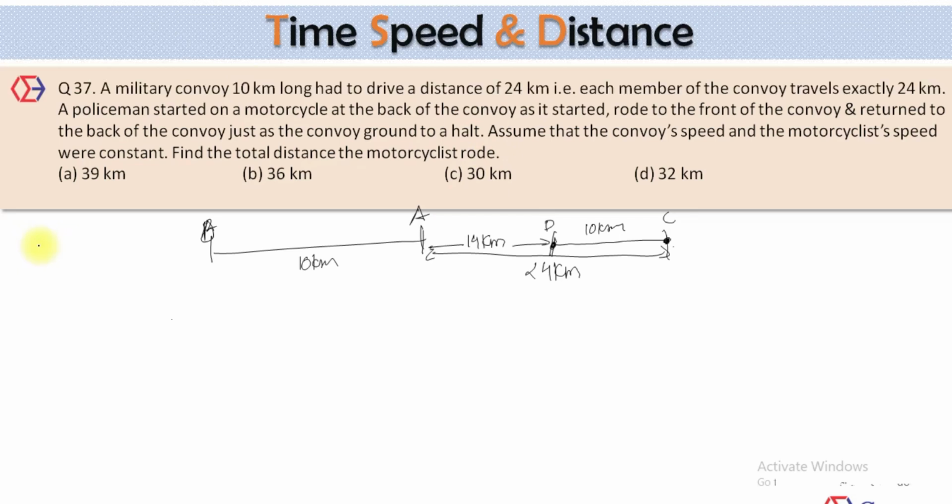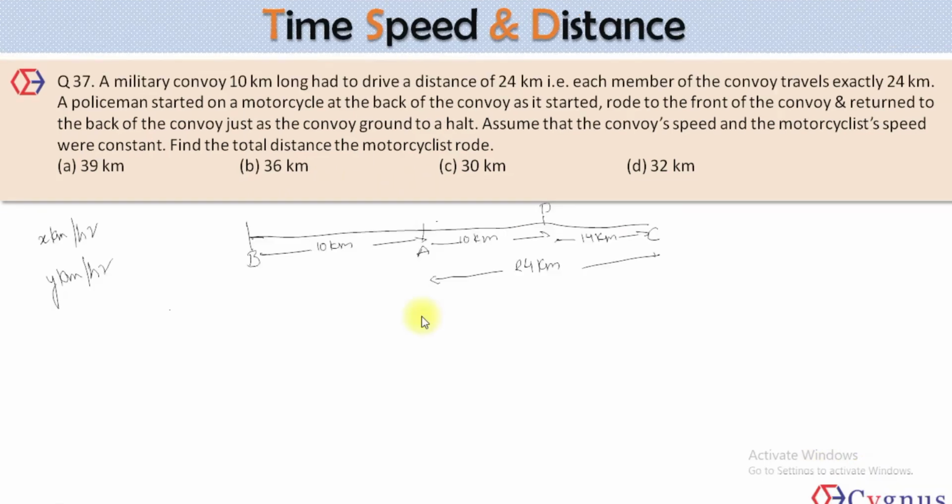Let's say speed of the convoy is x kilometers per hour, and the speed of motorcyclist is y kilometers per hour. So obviously, policeman, what will he do? Policeman started on a motorcycle at the back of the convoy as it started, rode to the front of the convoy and returned to the back of the convoy just as the convoy ground to halt. By what time will they meet each other? We need to find that.